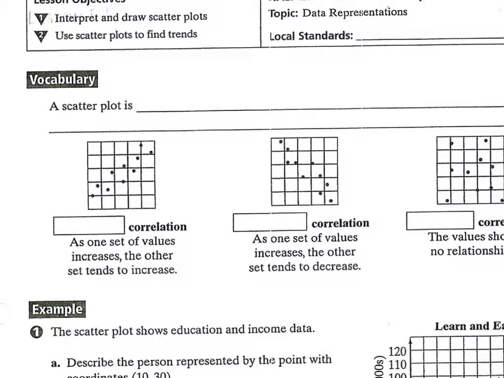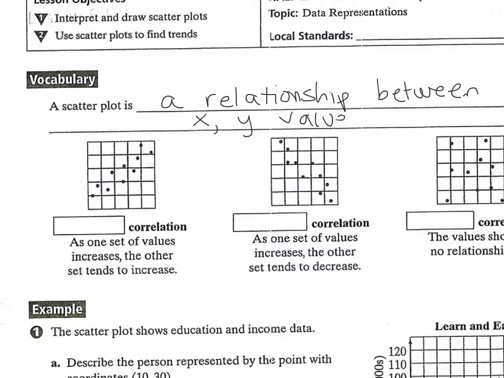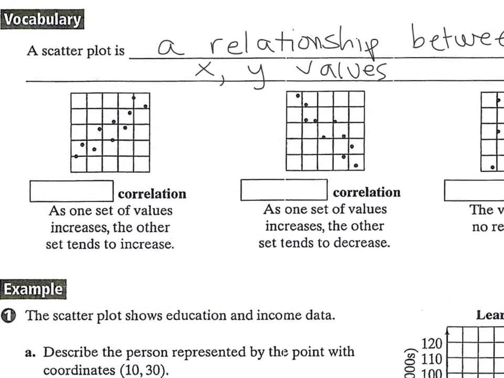A scatter plot shows the representation or relationship between x and y values. So a scatter plot is a way of showing a whole bunch of different relationships among x and y values and seeing what the pattern is.